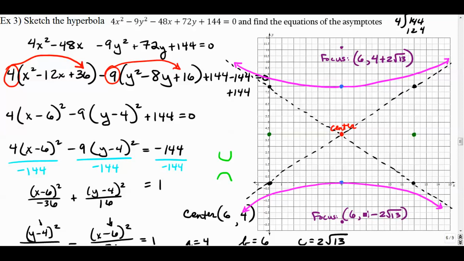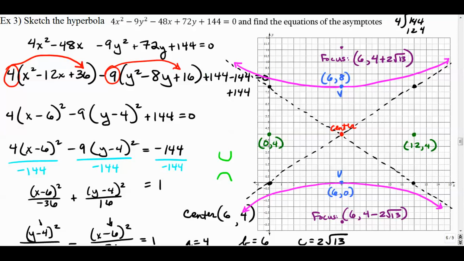Those are exact values. The blue points, the vertices, are a little bit easier. This is my vertex, and that point is 6 comma 8. And this other vertex is 6 comma 0. And let's see, we go to our endpoints of the conjugate axis, 0, 4, and 12, 4.